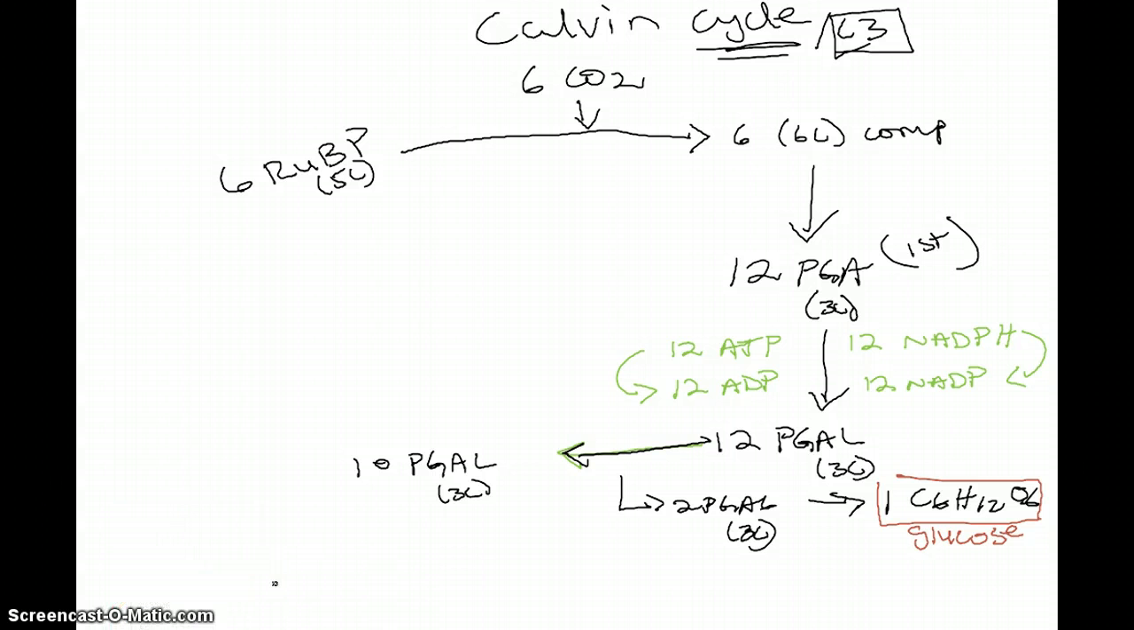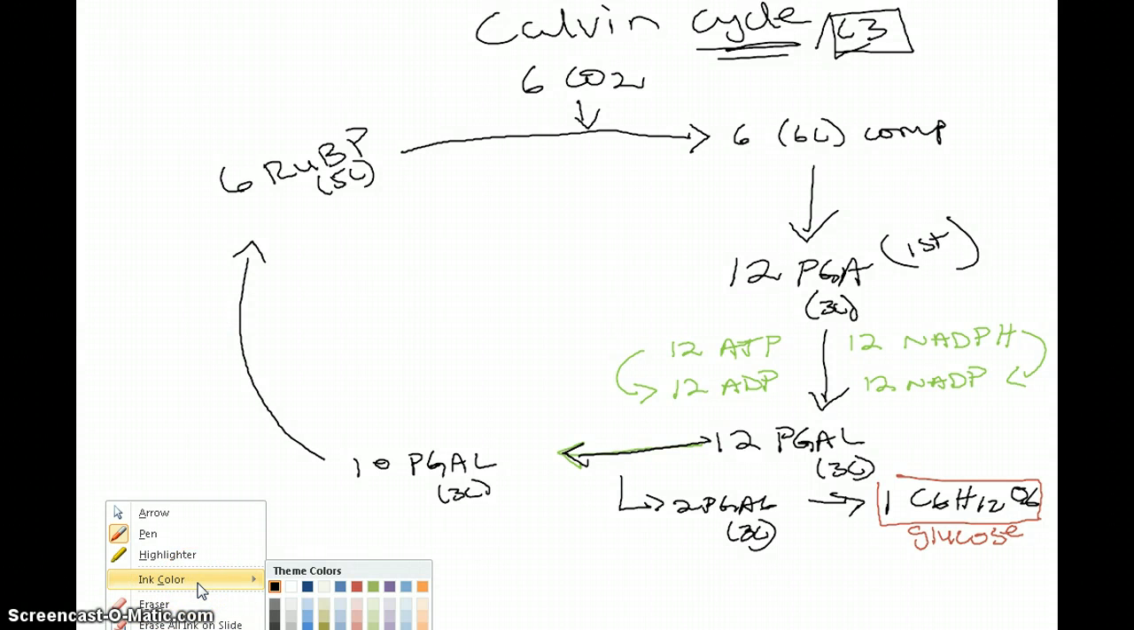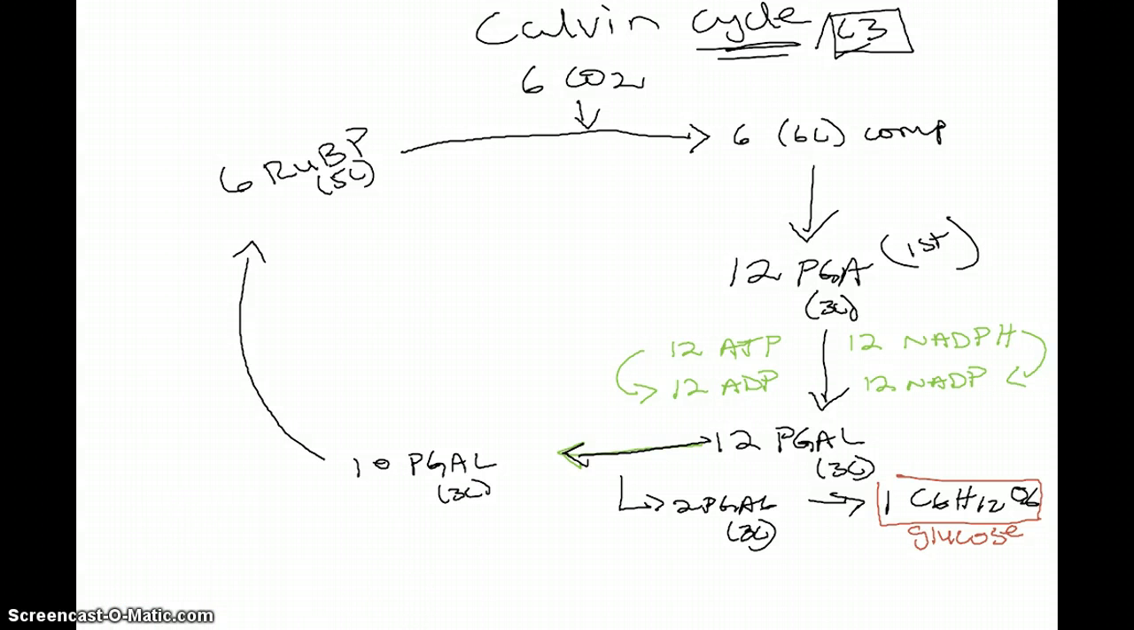So these 10 PGAL go back to the 6 RuBP, and it costs 6 ATP again. So 6 ATP are used to convert PGAL into RuBP, and these are dephosphorylated to go back to 6 ADP. So there we have the Calvin cycle, or the C3 pathway. All this work, including the light-dependent, to create one glucose molecule.